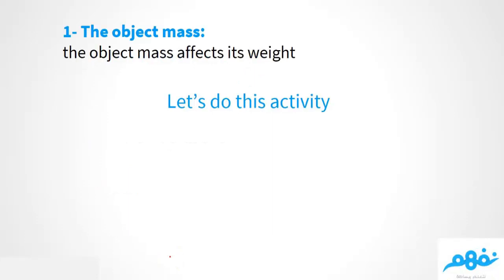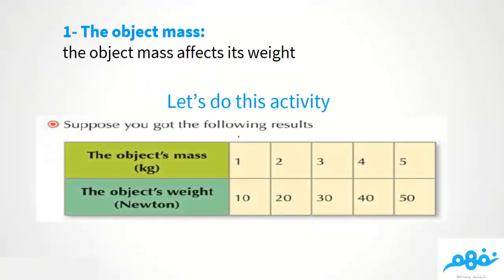I'm gonna talk about the first one, which is the object mass. How does that happen, guys? How could we say that the mass has this huge effect on the weight? I'm gonna do an activity with you guys. Look at this table, please. If we say, for example, that the object mass is equal to 1 kilogram, so the weight's gonna be 10 Newton, right?